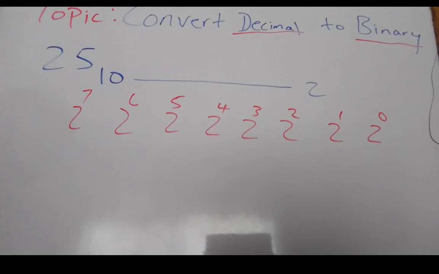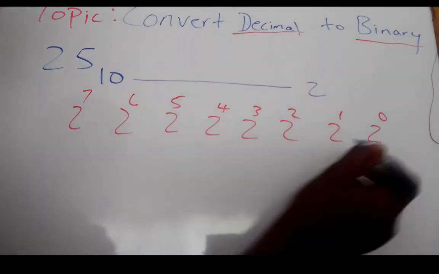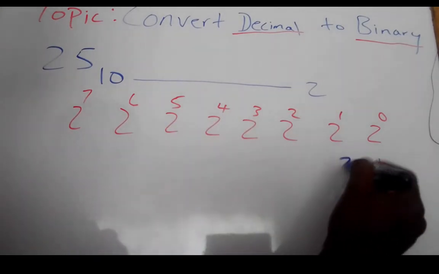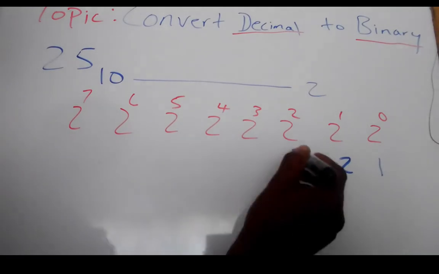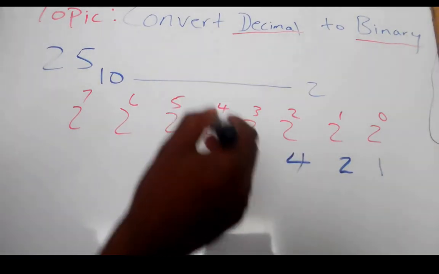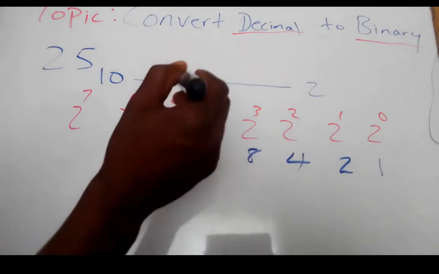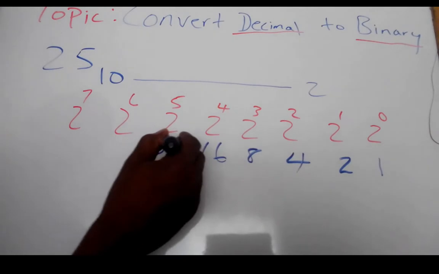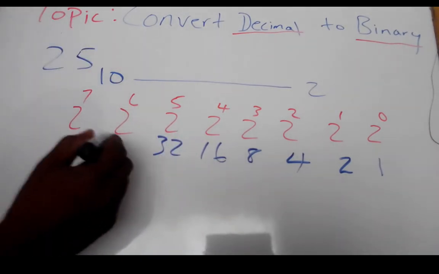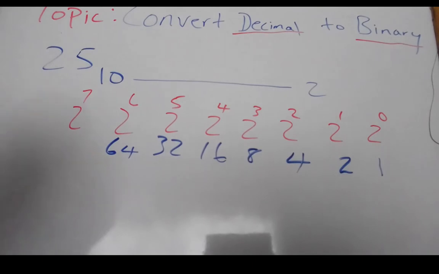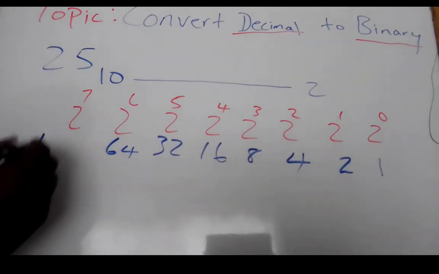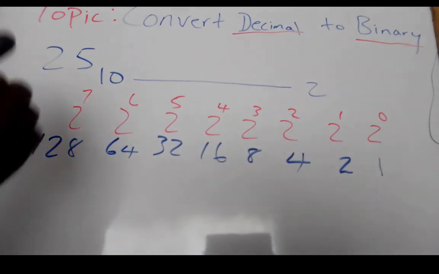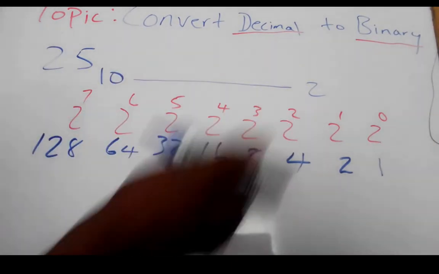What does this mean? 2 to the 0 power gives us 1. 2 to the first power gives us 2. 2 to the second power gives us 4. 2 to the third power gives us 8. 2 to the fourth power gives us 16. 2 to the fifth power gives us 32. 2 to the sixth power gives us 64. And 2 to the seventh power gives us 128. So we basically do the exponent of base 2, right?